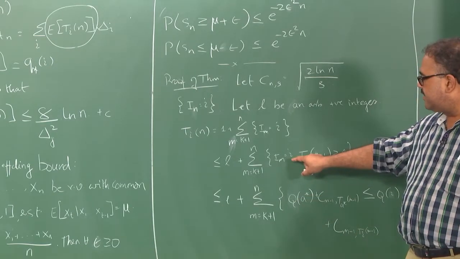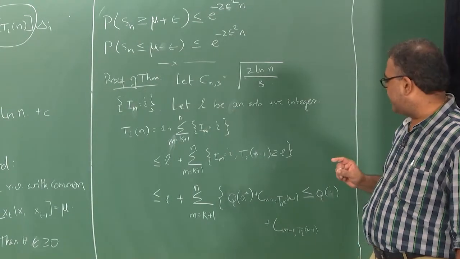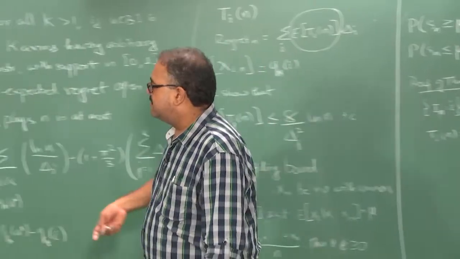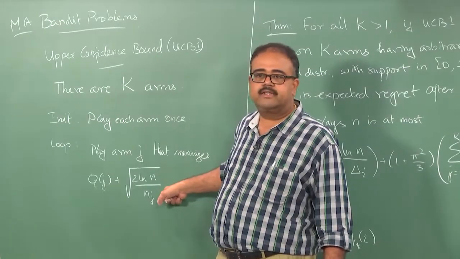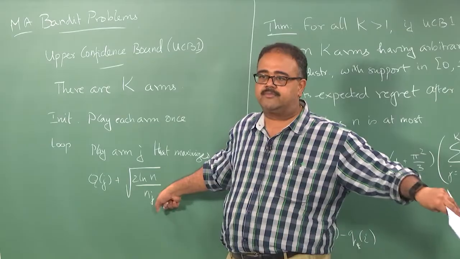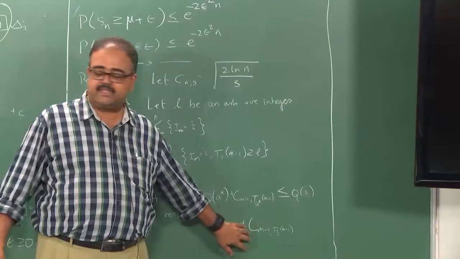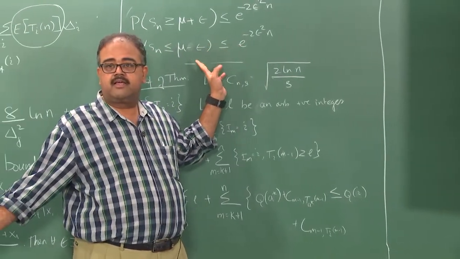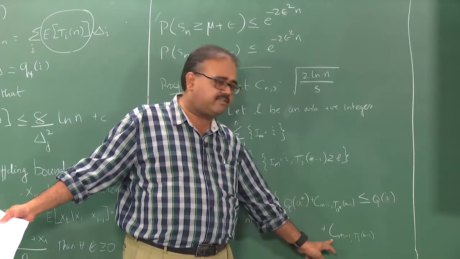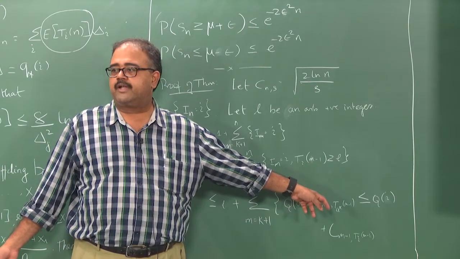So, when am I going to take arm I? When will I take arm I? When arm I has the highest value for this quantity among all the arms. Specifically, I will take arm I only when q plus c, so that root term there is what I have written here as c, is greater than q of a star plus the c term corresponding to a star.